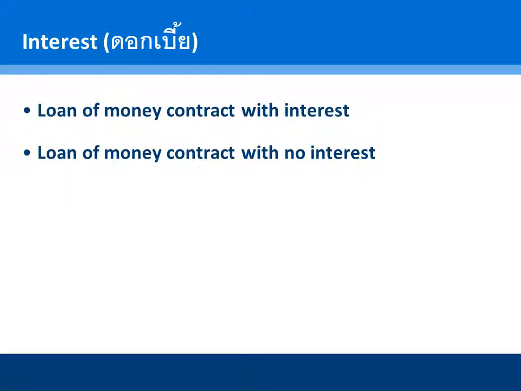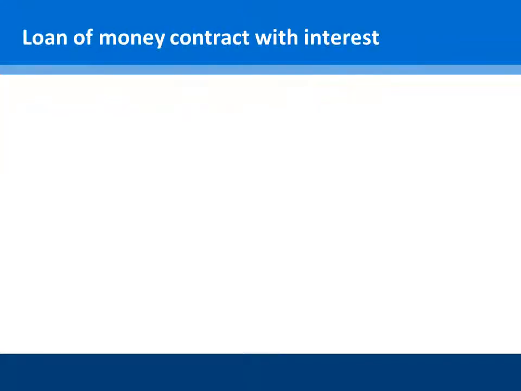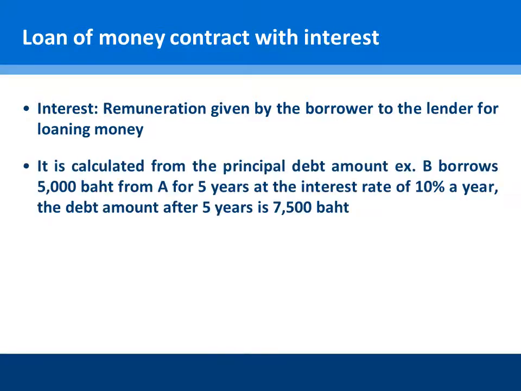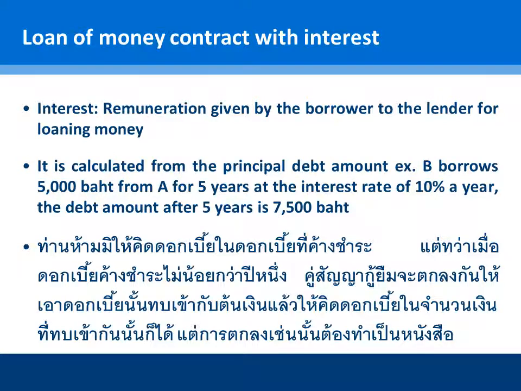There are different types of loan of money. It can be with interest or without interest. What happens if the loan of money is with interest? Interest is defined as a remuneration given by the borrower to the lender for loaning the money. It can be property or an amount of money, and it is calculated for the principal debt amount. Suppose that you borrow 5,000 baht from me for a period of 5 years, and the interest rate is 5% a year. The debt amount after a period of 5 years is 7,500 baht.